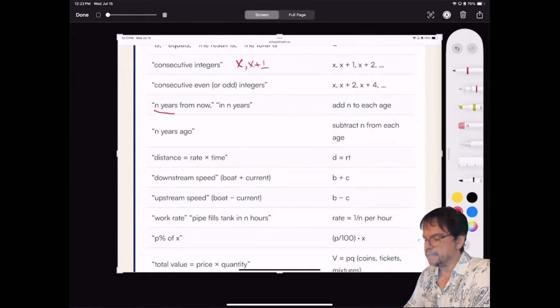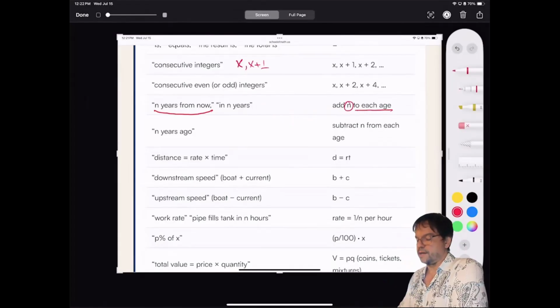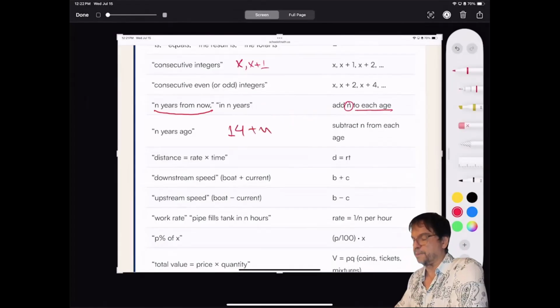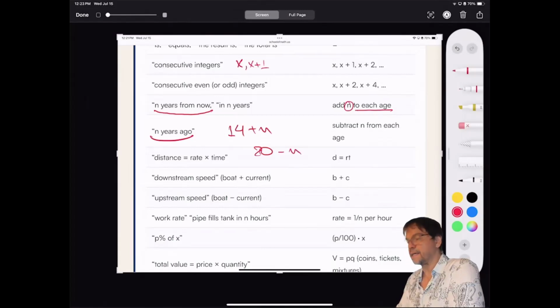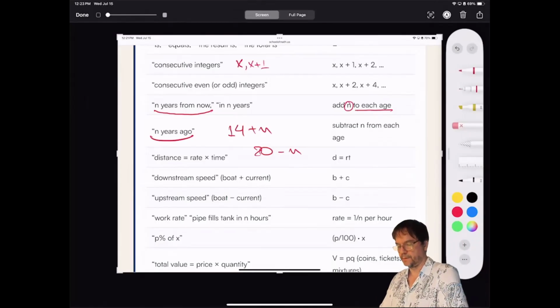Okay. Any years from now, add n to each age. So Charles has 14 years. Any years from now, 14 plus n. Okay? Or n plus 14. Any years ago is subtract. Okay? He had 20 years. But any years from this age, so it is past. So it's less than 20 years. Do you agree? Yeah. Okay.